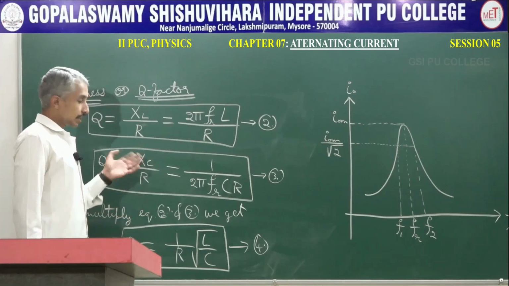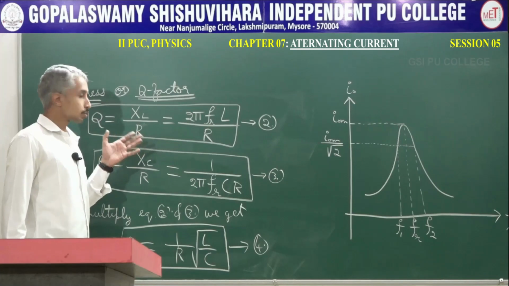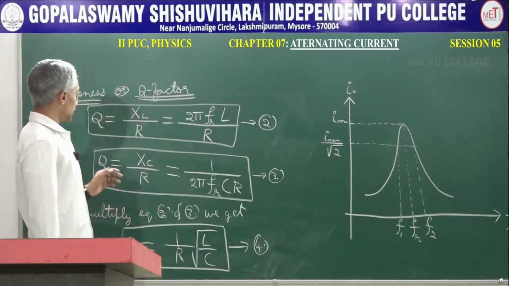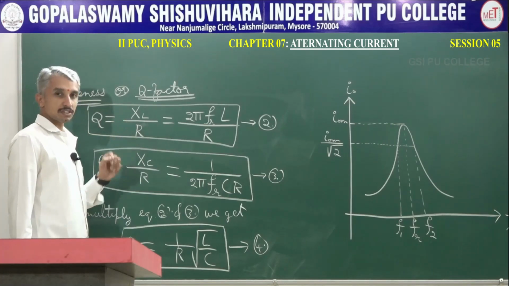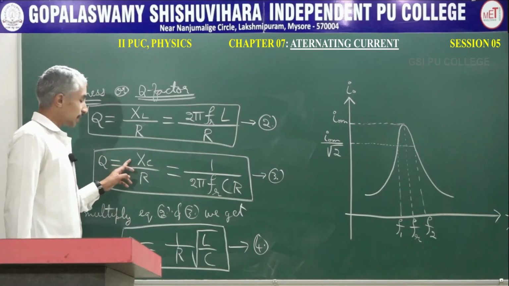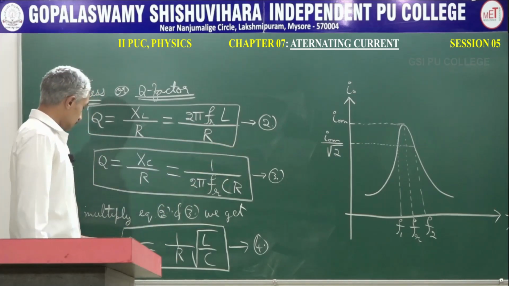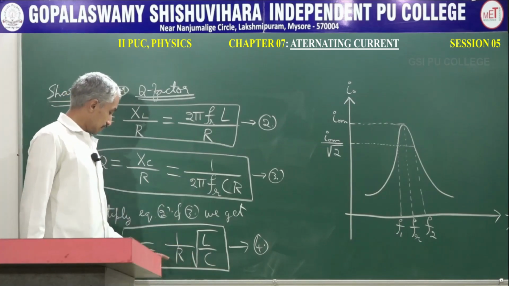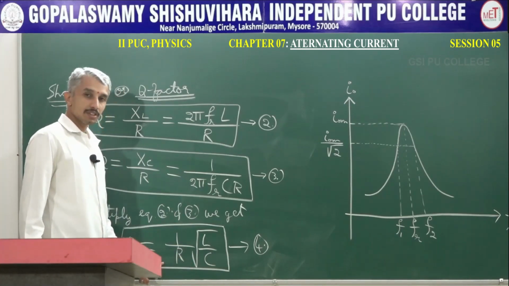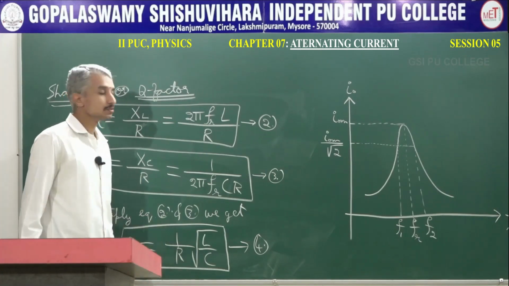The first being resonant frequency divided by the bandwidth. Using equation 1, through some mathematical simplifications or calculations, we can further get the quality factor as inductive reactance by resistance or capacitive reactance by resistance, or multiplying equation 2 and 3, we can further get quality factor as 1 by R into root of L by C. This equation helps us to understand how the quality factor of a series LCR circuit can be changed or improved.